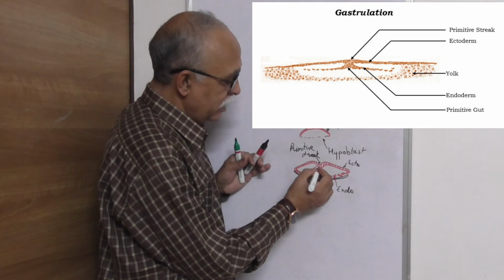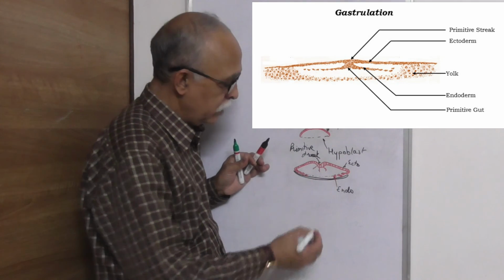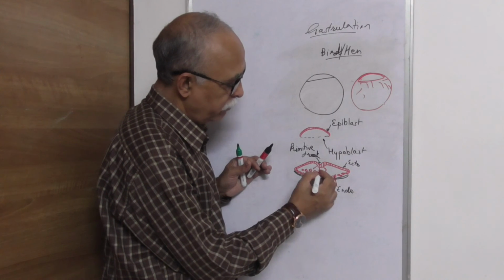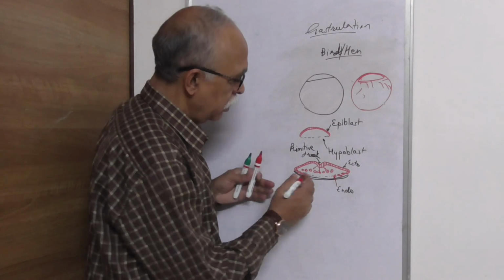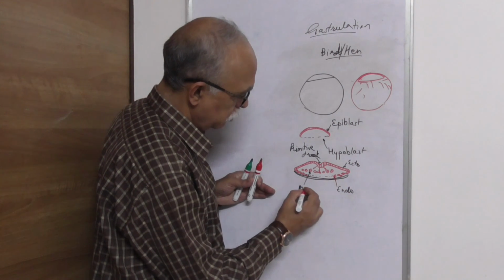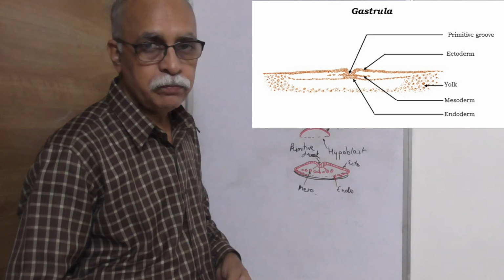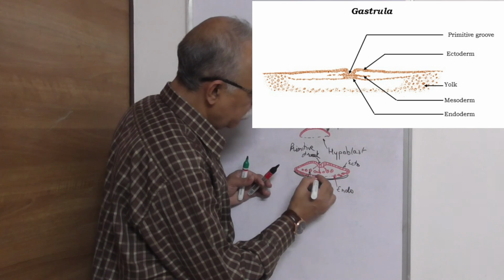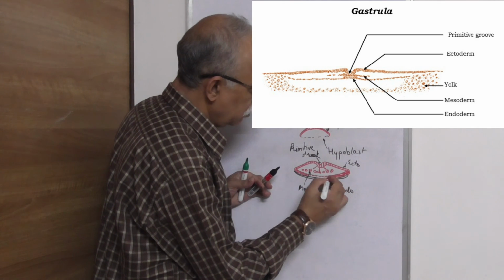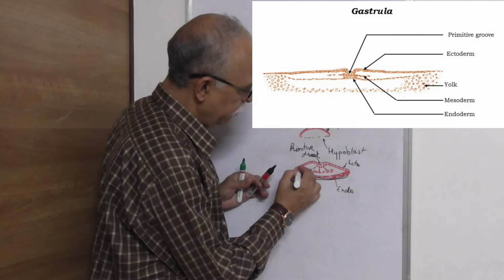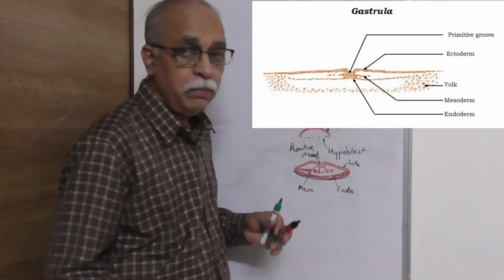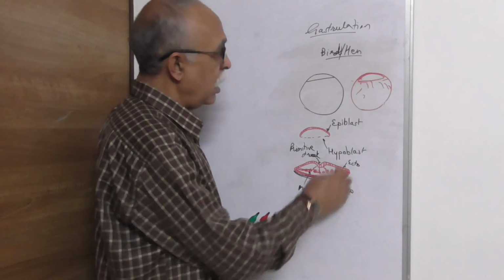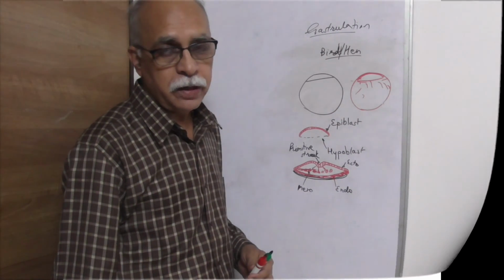Now some of the cells, they are detached from here, and these cells, they start forming one more layer, which then becomes mesoderm. Okay, so in the final stages, there would be one more layer here. This would become the endoderm. One more layer of cells will start arranging here. That will become mesoderm. This is the kind of stage you would see as gastrula in a hen or a bird.